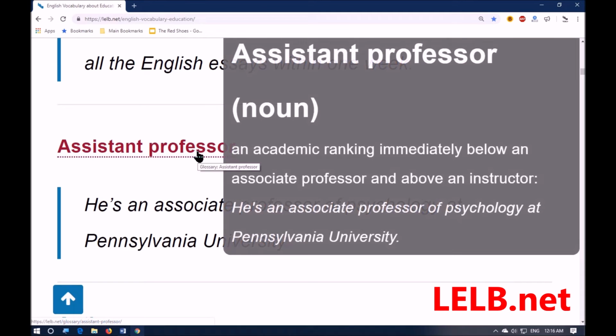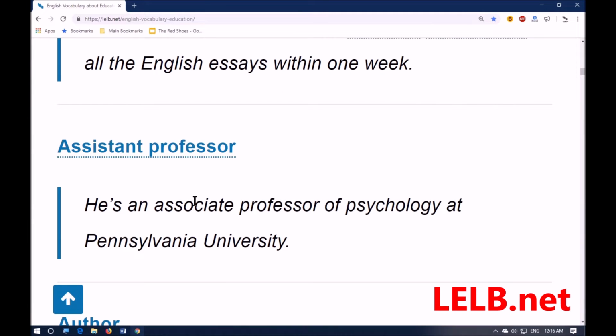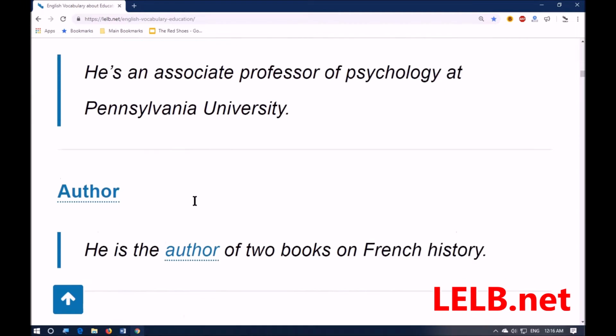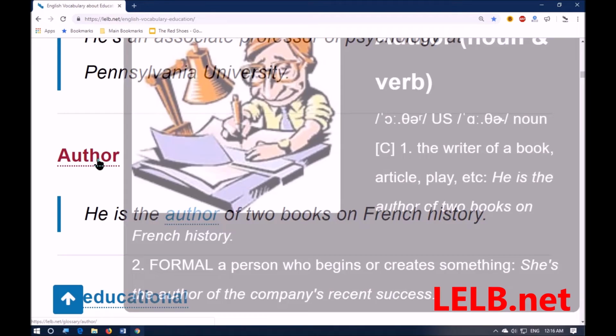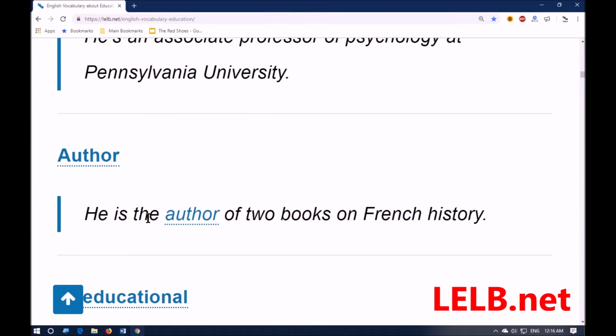Assistant professor, an academic ranking immediately below an associate professor and above an instructor. He's an associate, or you could say assistant professor of psychology at Pennsylvania University. Author, it means the writer of a book, article, play, etc. He is the author of 2 books on French history.